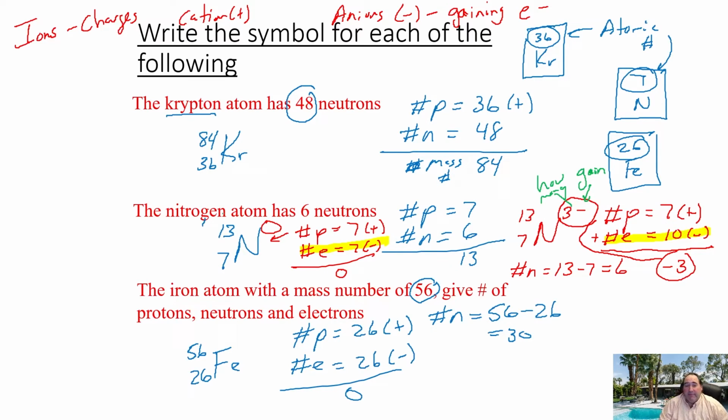So let's take a look at something that's maybe positive, like over here. We'll do the exact same guy here, but we'll give it a +2 charge, 56 and 26 in this case. So number of protons here for our iron is going to be 26 to match the atomic number. Our number of neutrons here will be the same as what we had previously, 56 minus 26, which is 30.